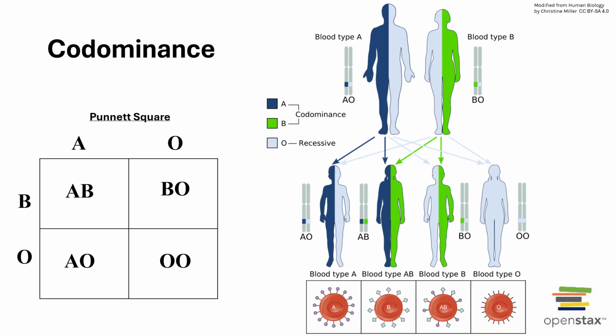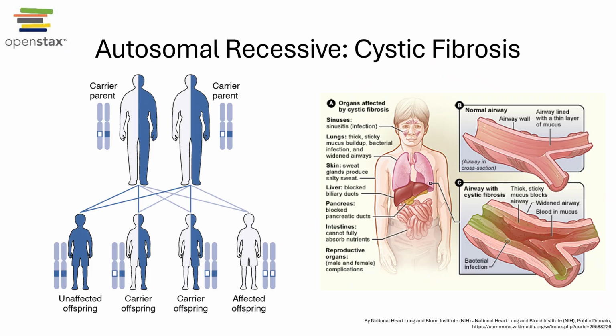Punnett squares are often used to estimate the probability that a child may inherit a particular trait or genetic disorder. For single gene disorders, genetic testing can allow clinicians to calculate the probability that a child may inherit a specific disease. One inheritance pattern is autosomal recessive inheritance.